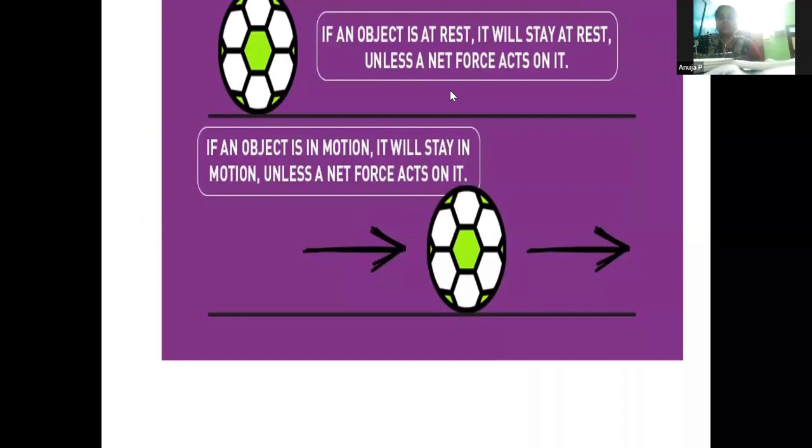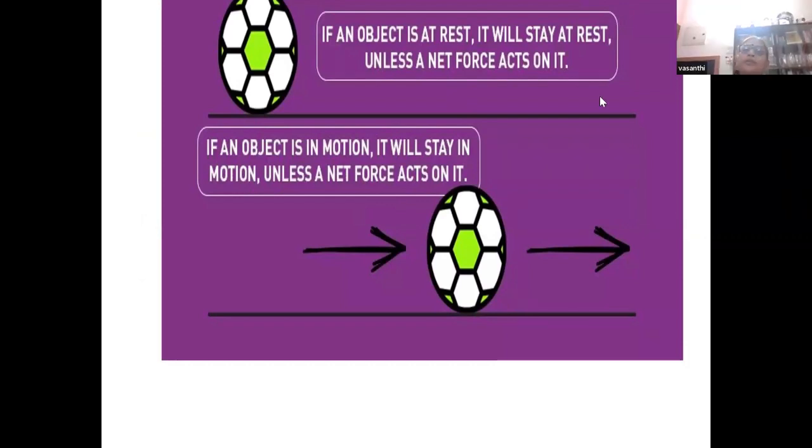Now slowly we move on to introduce Newton's first law. Before Newton's first law, what is that physical quantity we will introduce? Inertia. If an object is at rest, it will stay at rest. So you keep a ball on your table and explain that it is going to be at rest forever unless you apply a force, and you roll the ball. If an object is in motion, it will stay in motion unless a net force acts on it.